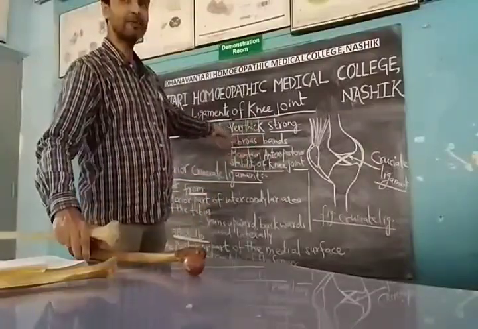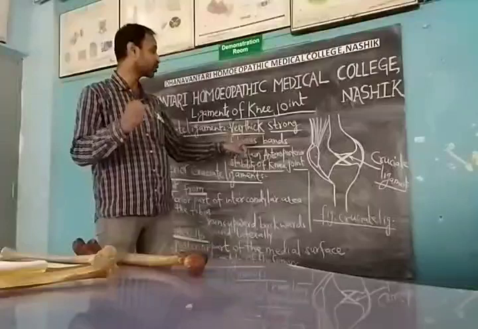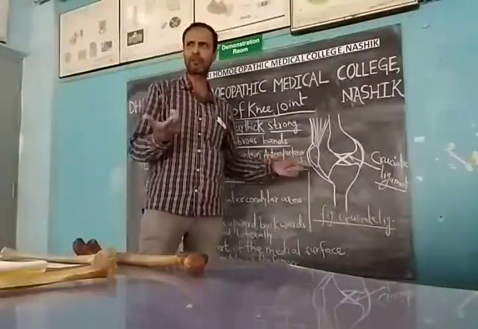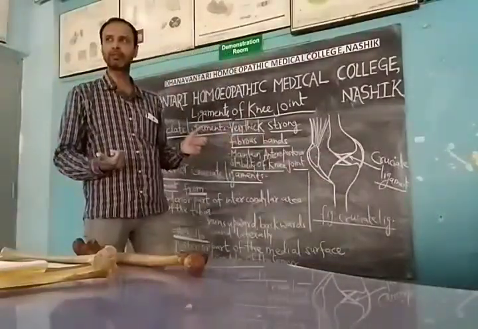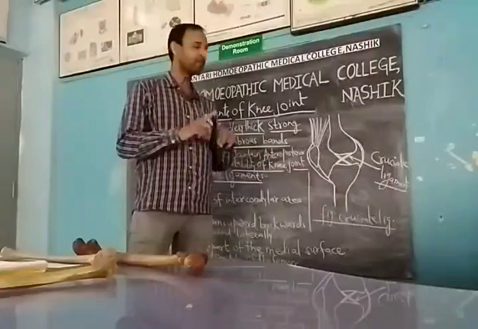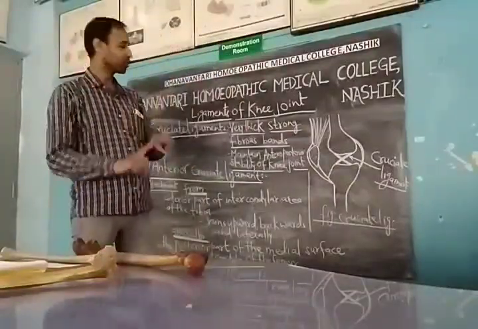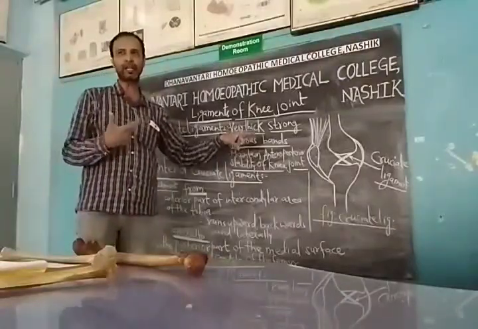Now the cruciate ligaments are very thick. They are strong fibrous bands, made up of fibrous tissue. Of course, all ligaments are made up of fibrous tissue. So these are very thick, strong, fibrous bands which are crossing. Now, what's the importance of this? Among all ligaments, this plays a very important role.